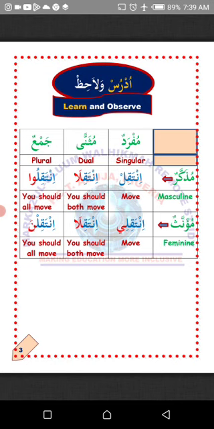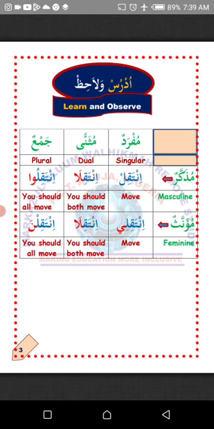Mufrad, singular. This is a word in Arabic that means only one. Muthanna, dual. This is a word in Arabic that means only two. Jamu, plural. This is a word in Arabic that means more than two. Remember, plurality in Arabic starts from three upward, unlike English where it starts from two upward.